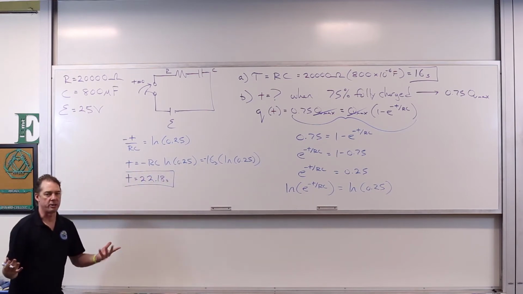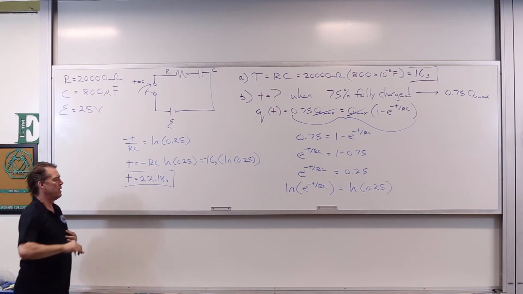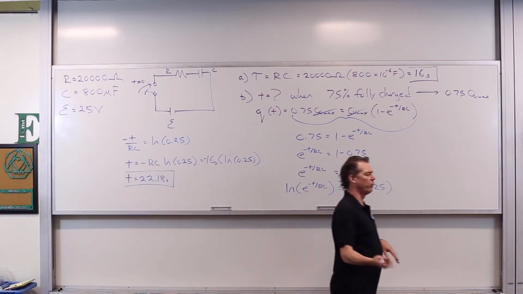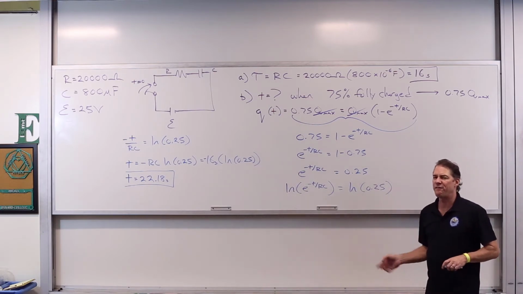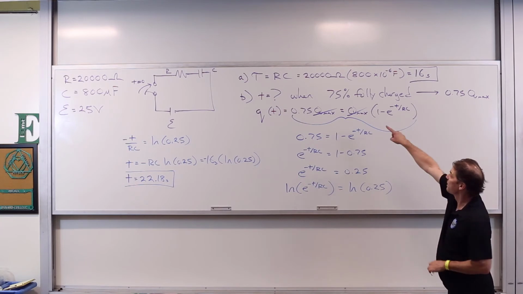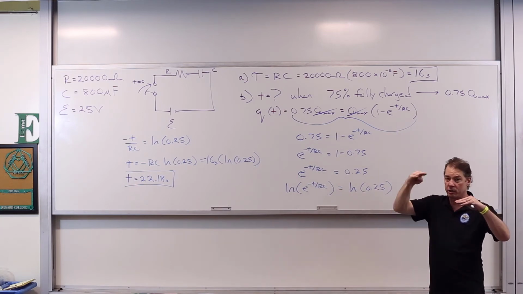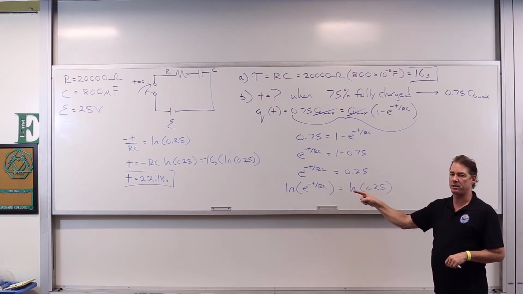So then we ask ourselves, does that make sense with what we know about RC circuits? After one time constant, it should be 63.2% fully charged. Two time constants, it should be 86.5% fully charged. We're asking about 75%, which is in between one time constant and two time constants, right? Is that time in between those two time constants?